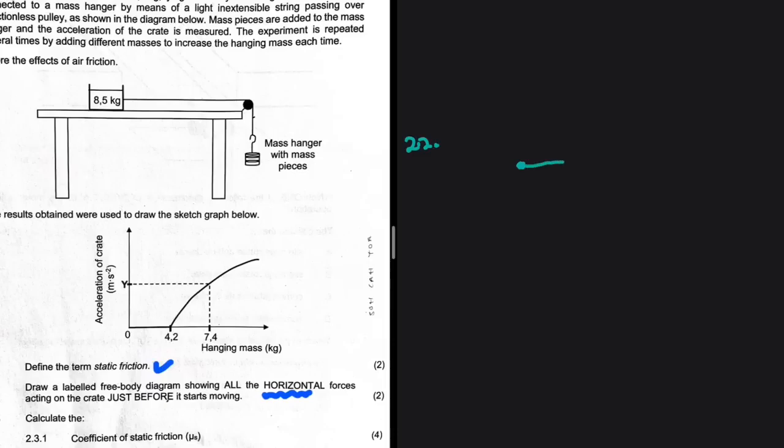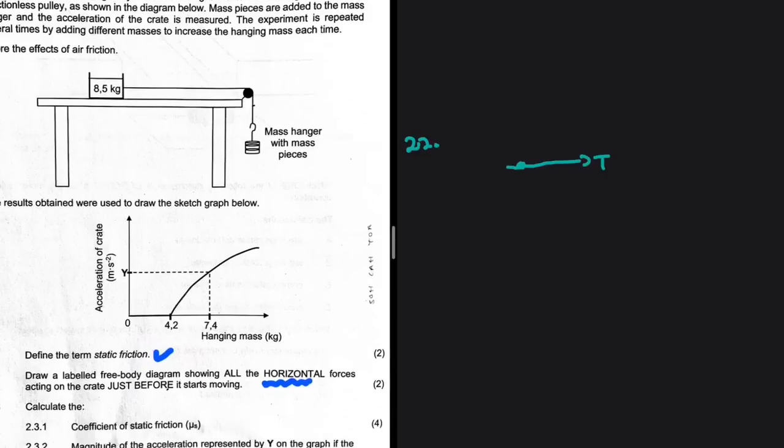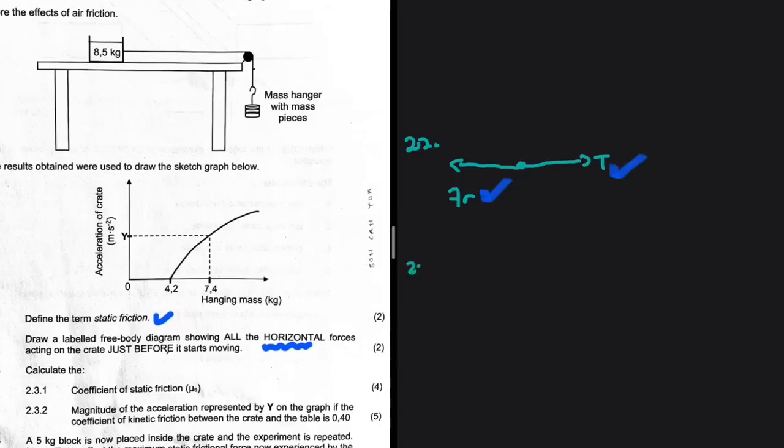Obviously we have the tension, right, as a consequence of the light inextensible string that connects the crate and the mesh hanger. And then we also have the frictional force acting on the object. So there we go. These are the only 2 forces that we're supposed to have: the frictional force and the tension force. Right, no normal force, no weight. Not because they are not there, not because they do not exist. They still do exist, but the question is saying only the horizontal forces. So we have to respect that.